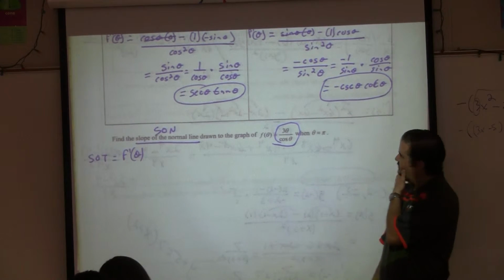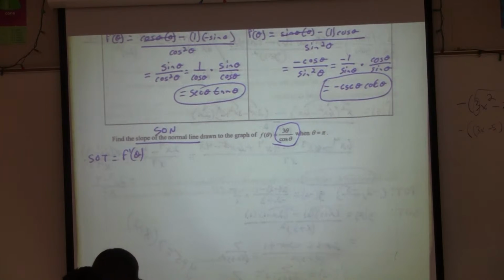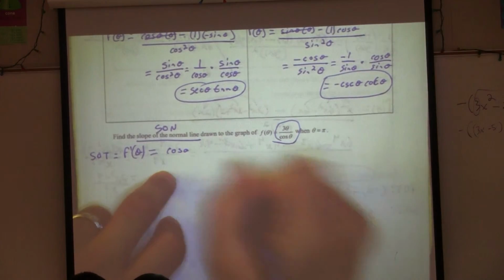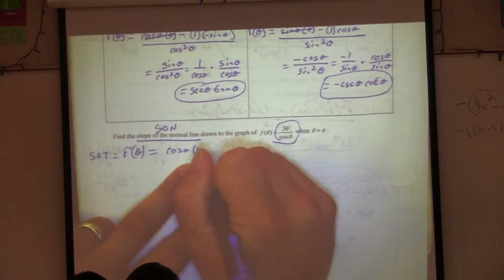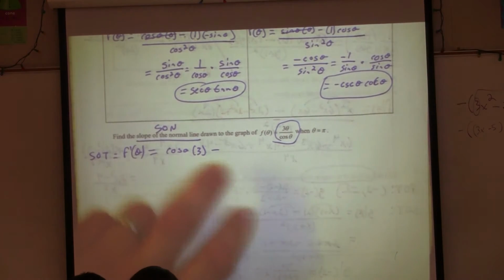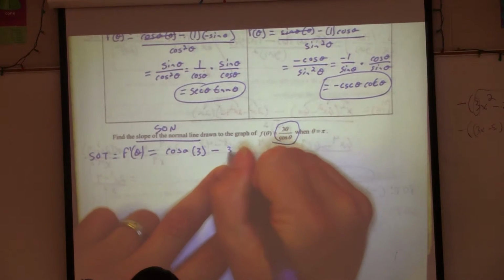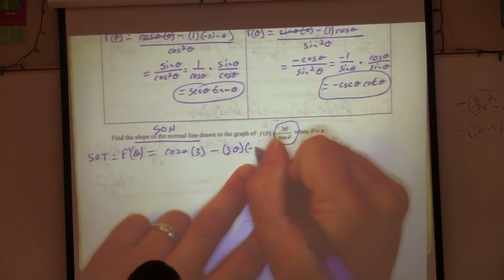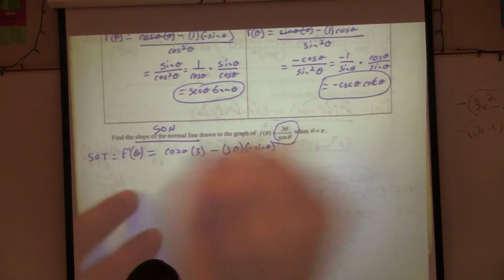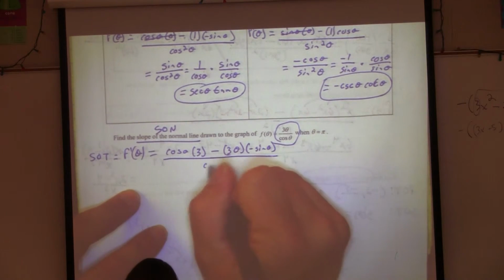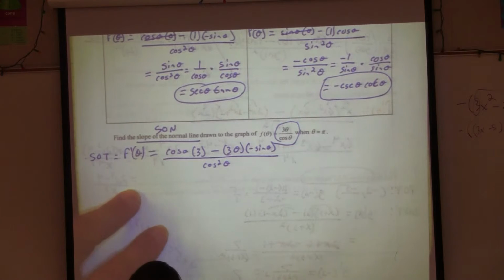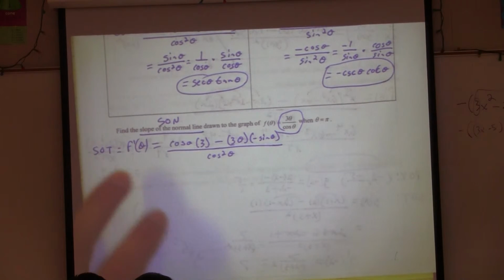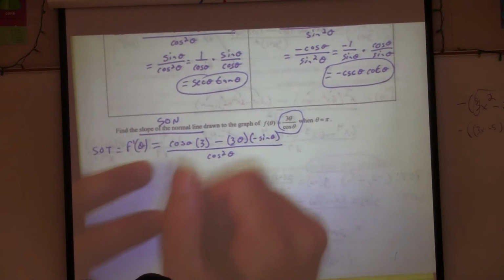Quotient. So let's do it. So, low, d high, 3 minus high, d low, over low squared. Okay. Let's write it out nice and pretty. What do we end up with?